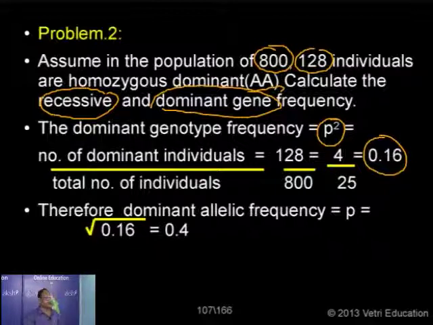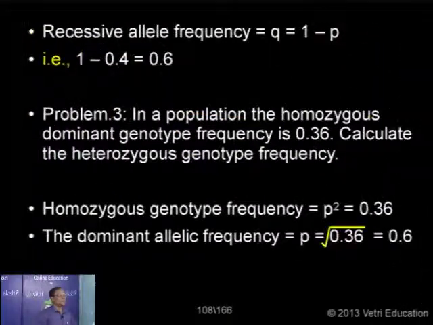So that is why we have to know the value of any one of these two, either dominant gene frequency or recessive gene frequency. Or we have to know the number of homozygous dominant, number of heterozygous, number of homozygous recessive individuals in a population. Then only you can calculate. It is not possible simply by using the formula P plus Q is equal to 1. So recessive allele frequency Q is equal to 1 minus P. So we are getting the answer 0.6.